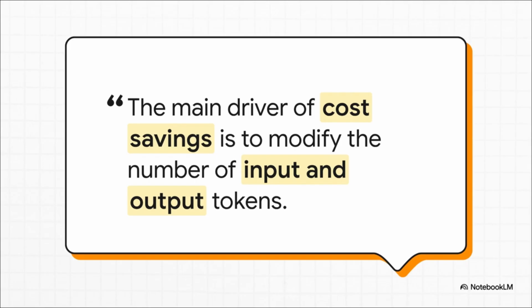So what's the big takeaway from all this? It's that your biggest lever for controlling costs is just simple efficiency. It's about writing clear, concise prompts that get the job done without extra fluff and structuring your requests to get shorter, more focused answers. That is the number one way you're going to manage your spend.